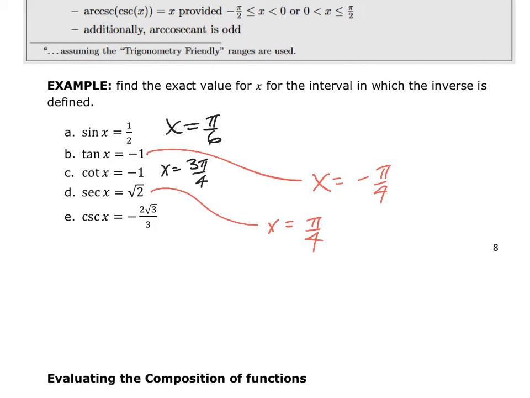Last one is cosecant. Cosecant is the reciprocal of sine. Which quadrants is the inverse defined in? 4 and 1. 4 in reverse and 1. So where is the cosecant going to be negative in those two quadrants? Quadrant 4 in reverse. So I look for the reciprocal of that, which happens to be square root of 3 over 2 for the sine. Who gives me the square root of 3 over 2 for sine in those two quadrants? Negative pi over 3.